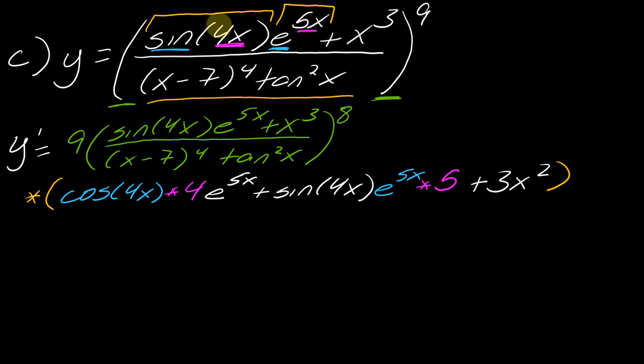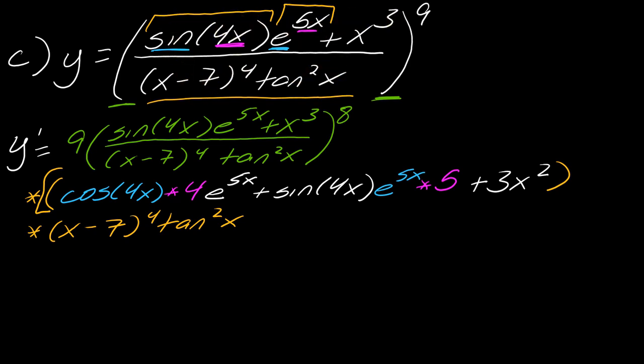So all of this was the derivative of the top. Remember, we're using the quotient rule here. So then I have to multiply that by the bottom function. So that is going to be multiplied by, and let's see, I think I actually need a second set of parentheses here. I'm going to put a big set here. So now this will be this times (x minus 7) to the 4th, tangent squared x. So there is now the first part of my quotient rule. This derivative times the bottom.